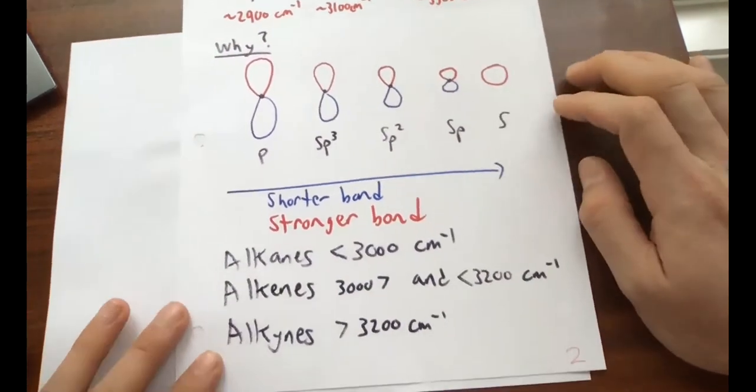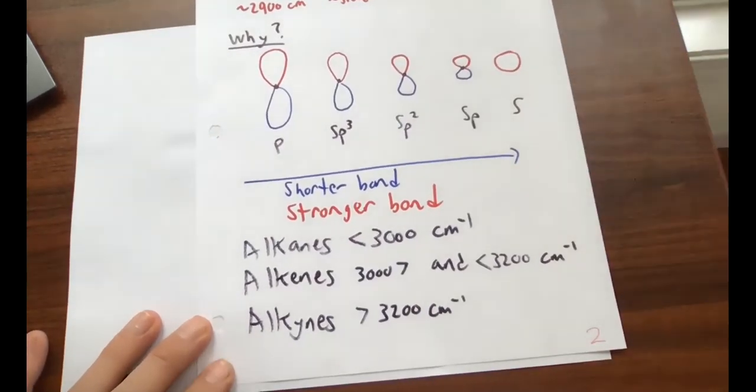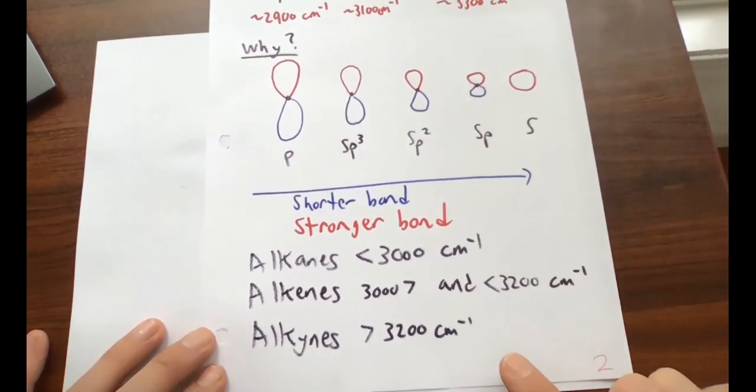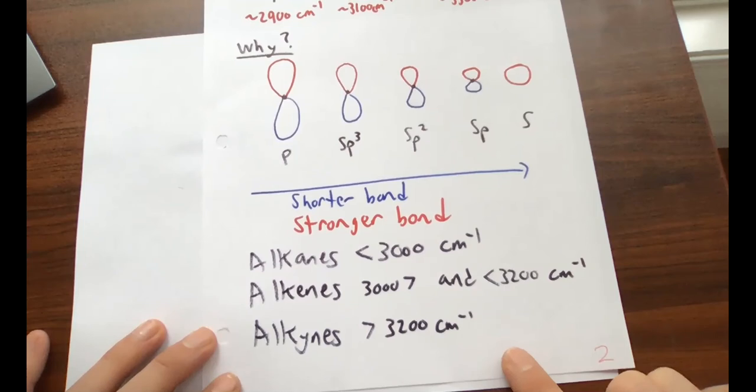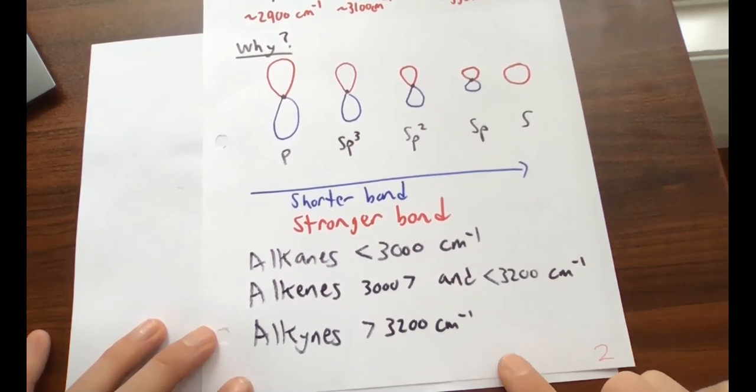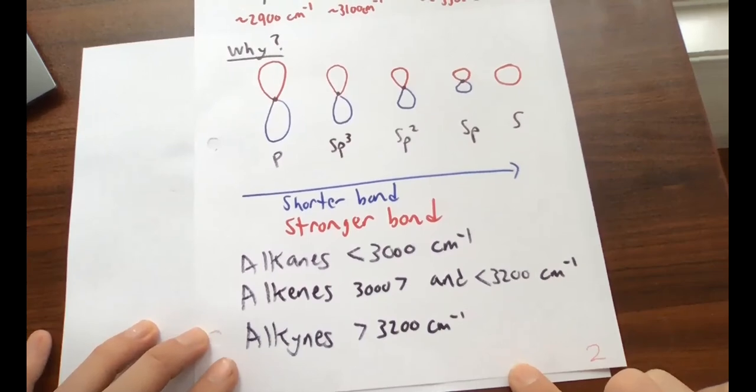Now, just some very good numbers to remember. Alkanes generally stretch below or around 3,000, alkenes above 3,000 and below 3,200, and alkynes greater than 3,200.